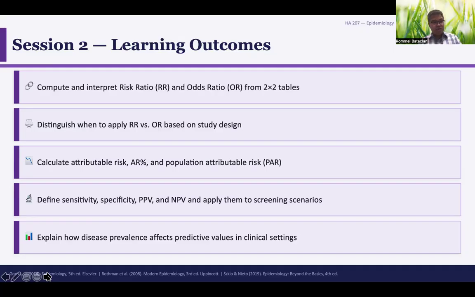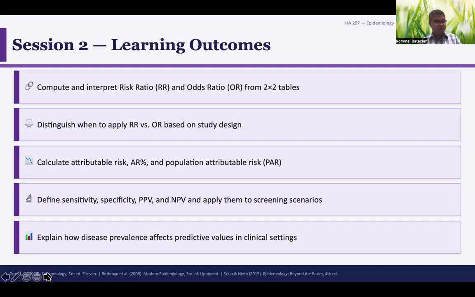Third is computing the attributable risk, the AR%, and the population attributable risk. These tell us not just whether an association exists, but how much of the disease burden we could prevent by removing that particular exposure. Fourth, we will define and apply sensitivity, specificity, positive predictive values, and negative predictive values, and apply them to screening scenarios. This would be very practical, especially when we're talking about screening and diagnostics.